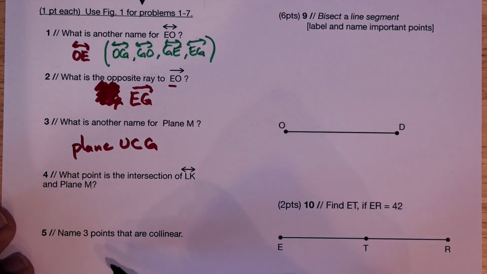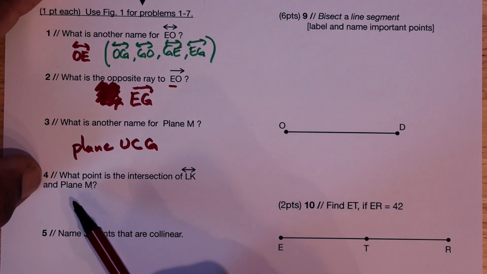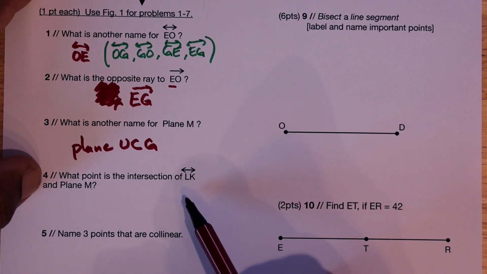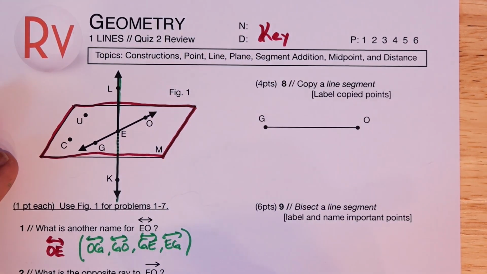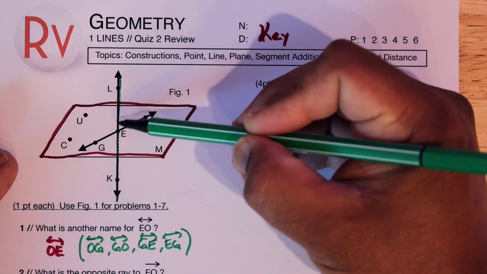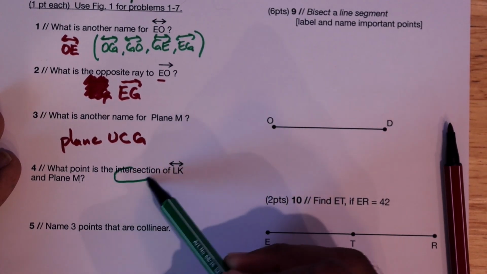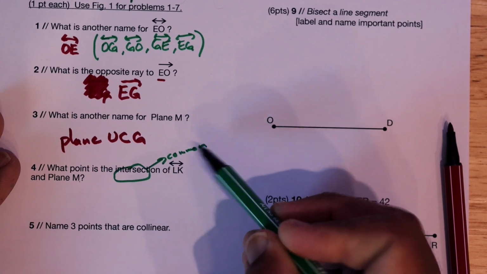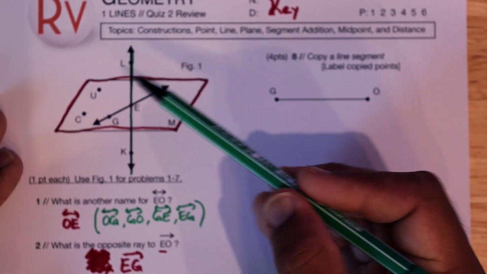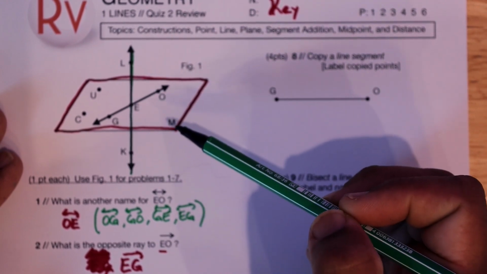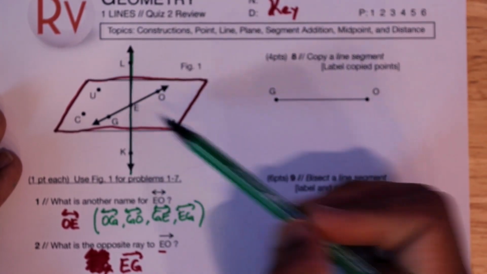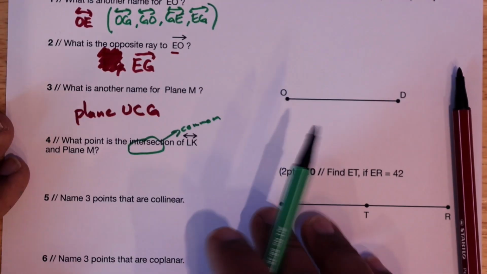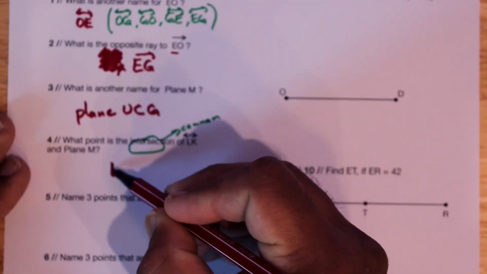Number 5. Name 3 points that are collinear. Oh, sorry. Number 4. What point is the intersection of LK and plane M? LK is this line right through the middle. We've done quite a few of these. L goes through E, goes through K. So when it asks, what is the intersection of LK, it's asking what does it have in common with that plane. So LK, L is not on that plane M. K is not on that plane M, but E right in the middle is on that plane M. So what do they have in common? That line has E on it. That plane M has E on it. So what is the intersection? That is point E.